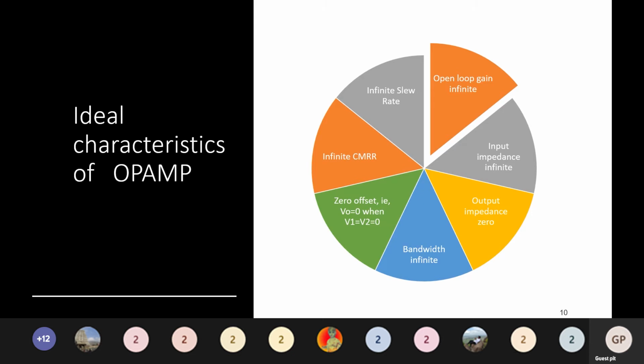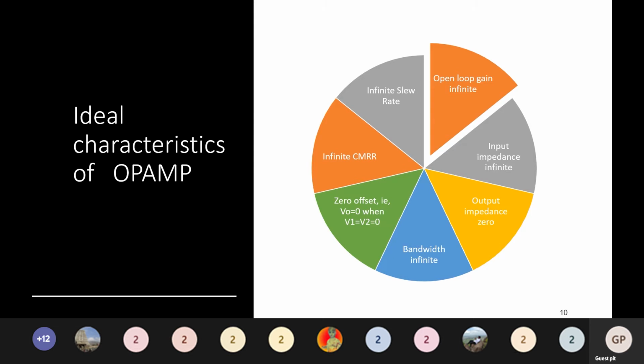So what does it mean? If the output divided by input is equal to infinity, it means the denominator should be 0 in that case. Then only we'll get the ratio as infinity, right? The denominator is nothing but the differential input. So the differential input is 0. That is the inference we can get from this.